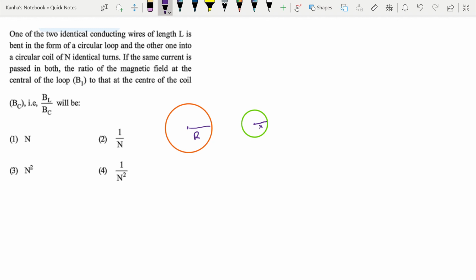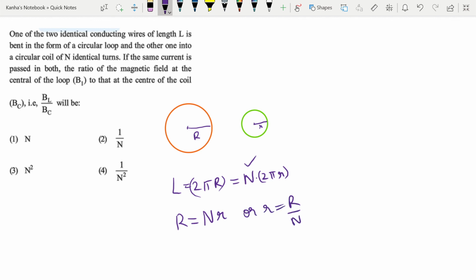As you can see, the loop has a capital radius R, the coil has a smaller radius r, and how is the length divided? My length is equal to 2 pi R and it is equal to n into 2 pi small r, because there are n turns, or n rings, in a coil, and each loop has a perimeter of 2 pi r. Here there is only one perimeter. This implies I can easily write that R is equal to n times small r, or small r is equal to capital R by n.